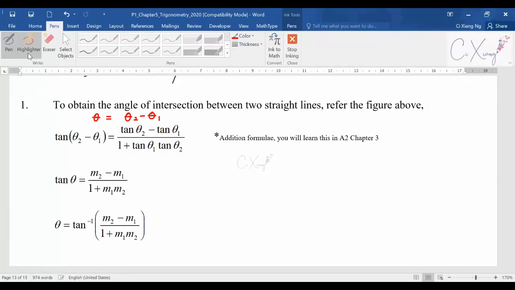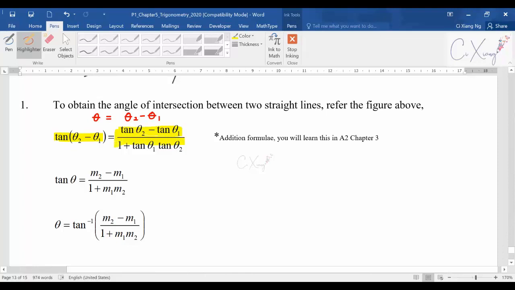Okay, so first they use the tangent compound angle formula for tangent of theta 2 minus theta 1. Why do they want to use tangent? Because they know that tangent is related to gradient. So following the addition formula, this is what you get.